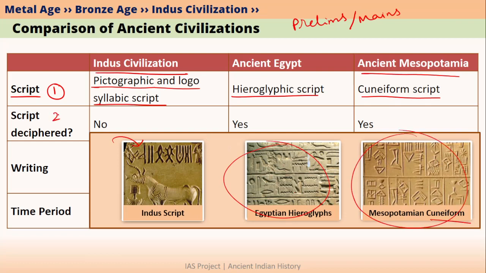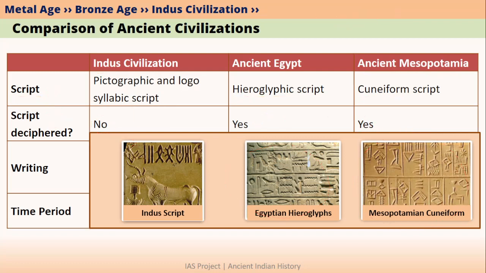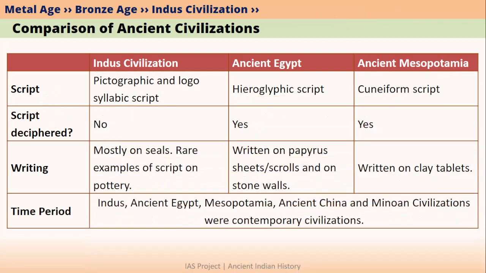The second element which we will be comparing is whether the script has been deciphered or not. Indus Civilization script has not been deciphered, but ancient Egyptian script as well as ancient Mesopotamian script have been deciphered. So this was about script. The question is, where did these people write this script?